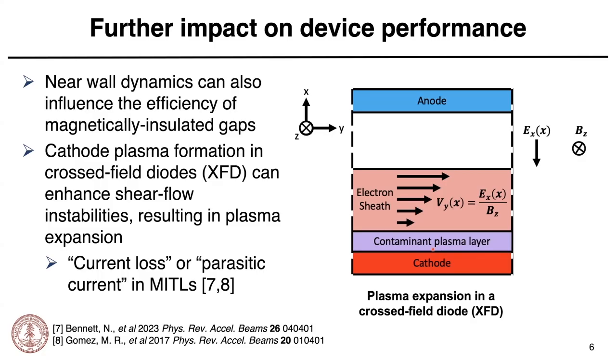Essentially, that contaminant plasma, through its effect in this near wall region, can enhance something called shear flow instabilities, also referred to as Kelvin-Helmholtz type instabilities. These shear flow instabilities can lead to expansion of the electron and the plasma, which is pretty detrimental to the device, specifically for MILOs. It takes away current that is supposed to go towards the central load of your pulse power system. This is called current loss, or parasitic current. So that's another way that we want to see how near wall effects can affect the overall efficiency of the device through this enhancement or not of shear flow instabilities.